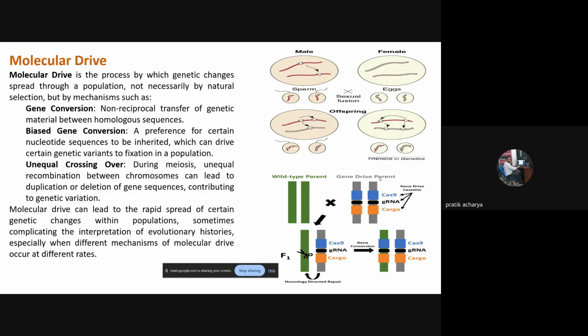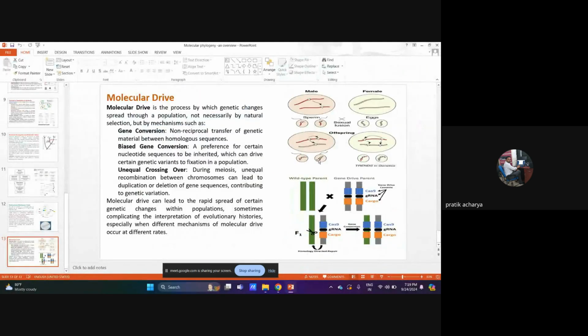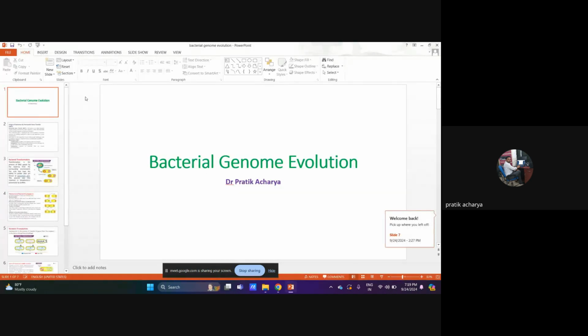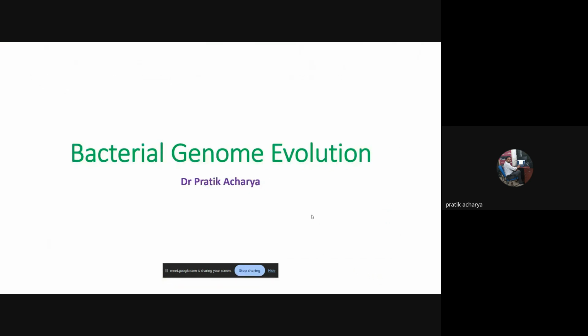Now we will go for the last part of this unit, that is bacterial speciation. How does speciation occur in bacteria? For that, I am sharing a new slide with you. Speciation in bacteria, or we can say bacterial genome evolution. How does the evolution of the bacterial genome occur?